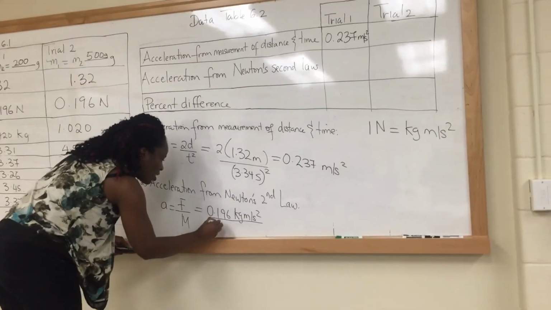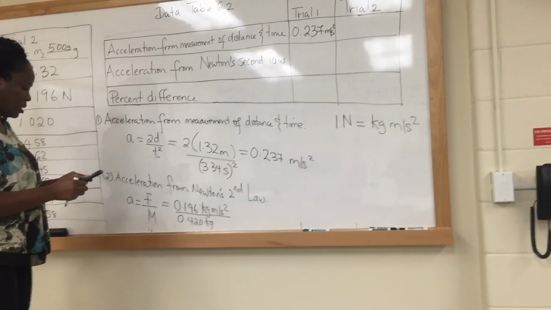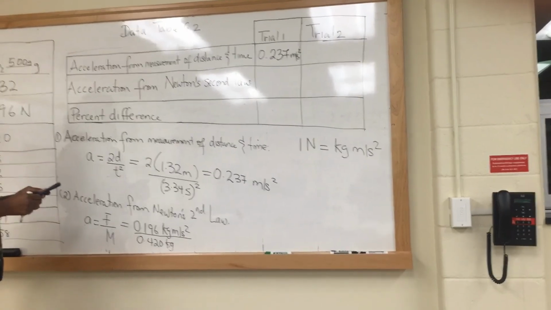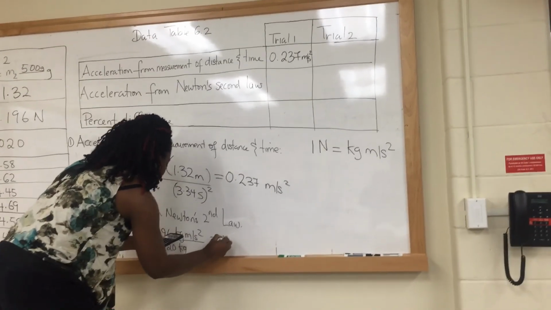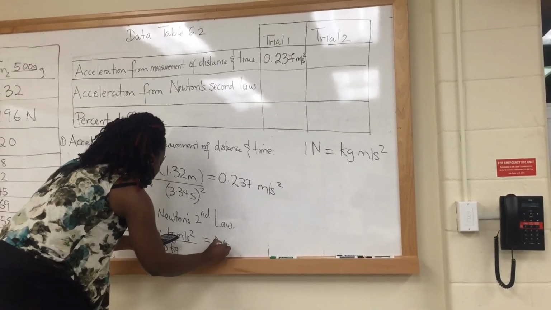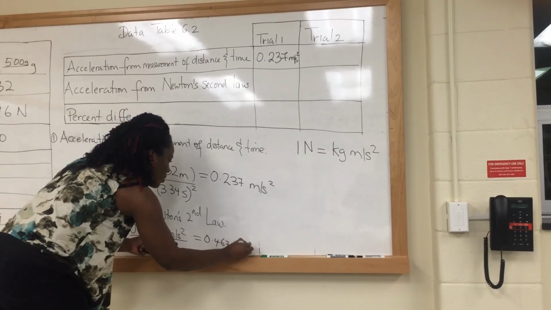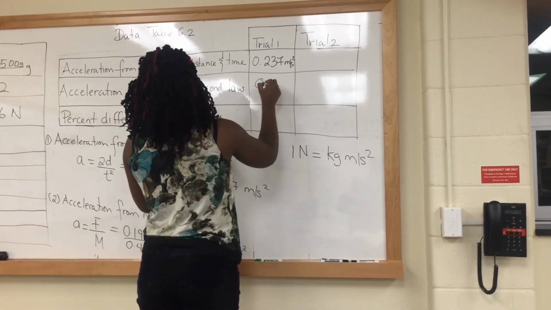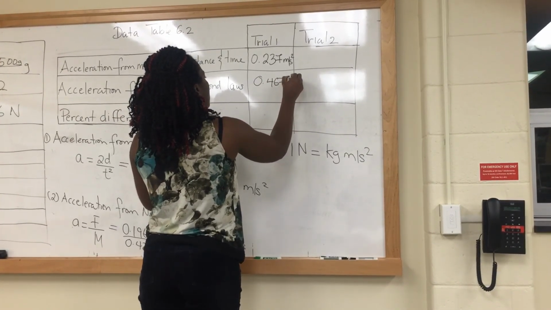Now when we do this calculation, we have 0.196 divided by 0.420. And our answer is 0.467 meters per second squared. So we will put 0.467 meters per second squared.